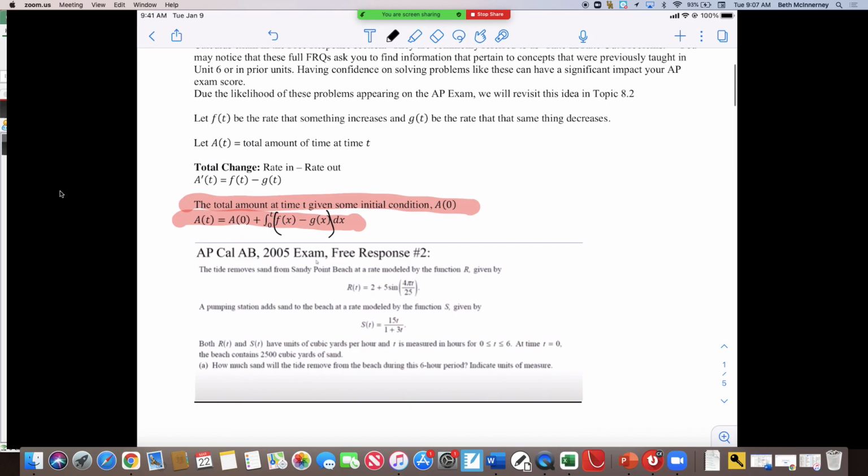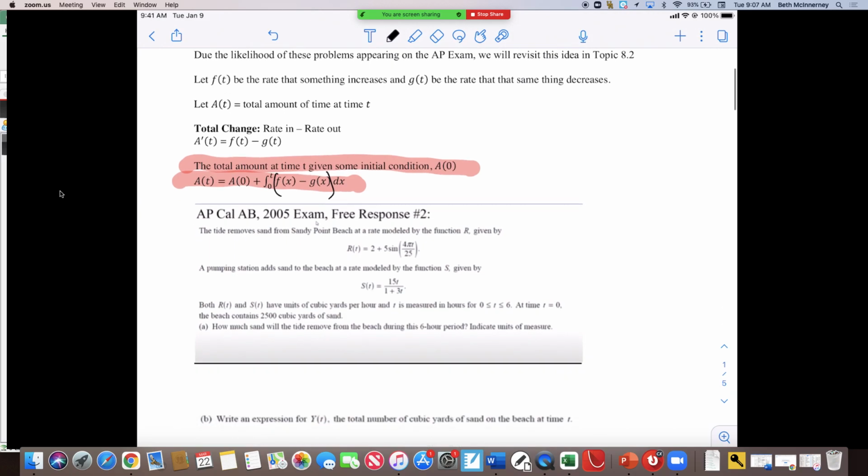So let's go ahead and look at multiple free response style questions. This is from 2005, free response question number 2. It says the tide removes sand from Sandy Point Beach at a rate modeled by the function r of t. So that's a rate. It's really important to pay attention to, is the function an amount or is it a rate? And so r of t is a rate and it's removing sand. So we're going to call this a rate out.